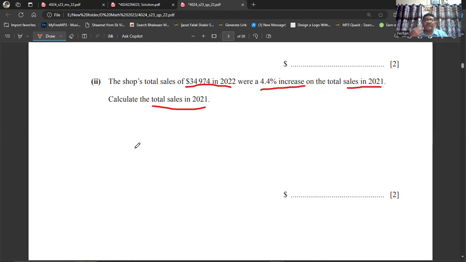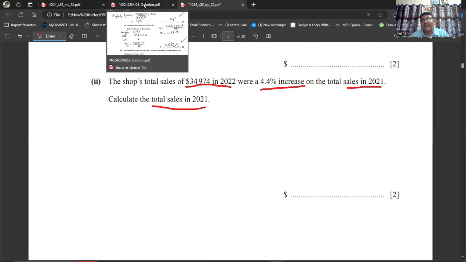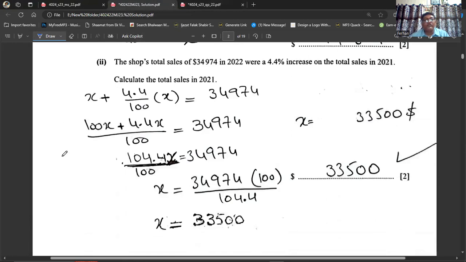So we will suppose that the sales in 2021 were X dollars. Then there is a 4.4% increase in that sales, and now the sale is 34,974. So X plus 4.4 divided by 100 into X is equal to 34,974. So take the LCM on the left side. 100 is the LCM. So you will have 100X plus 4.4X, the whole thing divided by 100, is equal to 34,974. So it is 104.4X divided by 100 equals 34,974.